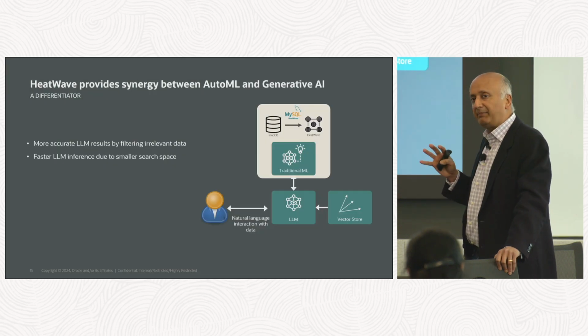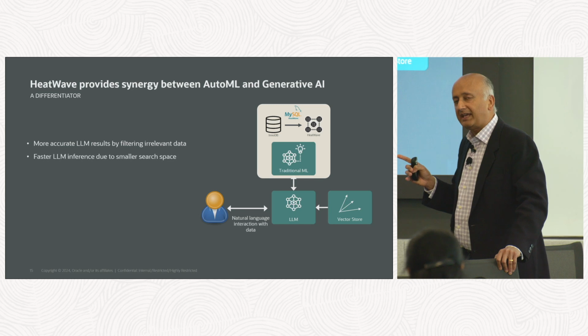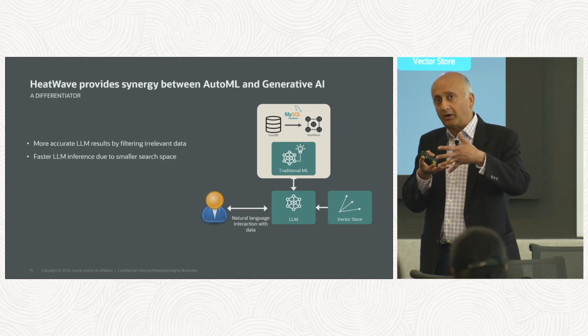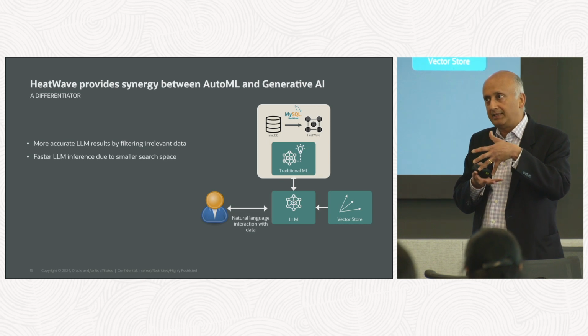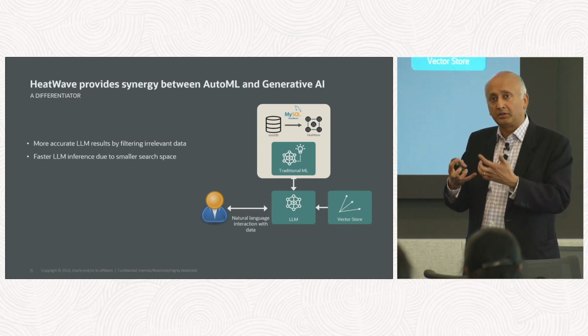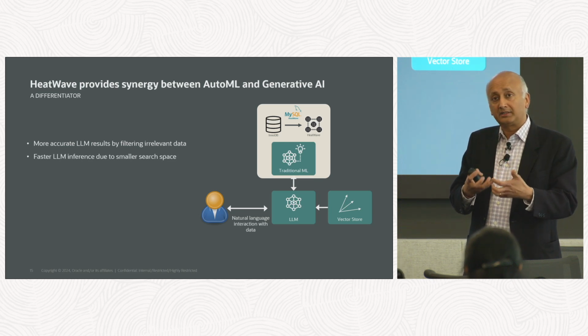But this doesn't happen automatically. The reason this is happening is because of the investment we are making in integrating AutoML, the machine learning which runs inside the database, with generative AI. So this is the IP, this is the knowledge base we are building, this is the value we are providing.